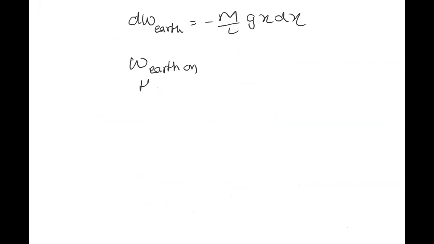So dW earth is equal to minus m by L gx dx. Therefore, work done by the earth on the chain should be the sum of work done by the earth on each of the individual elements, equal to minus m by L gx dx integration. But this is not the end. No, no, no. There are other distinct steps here to be done.